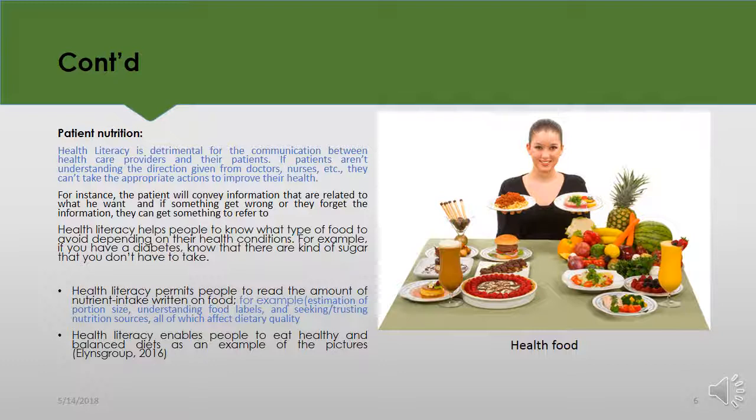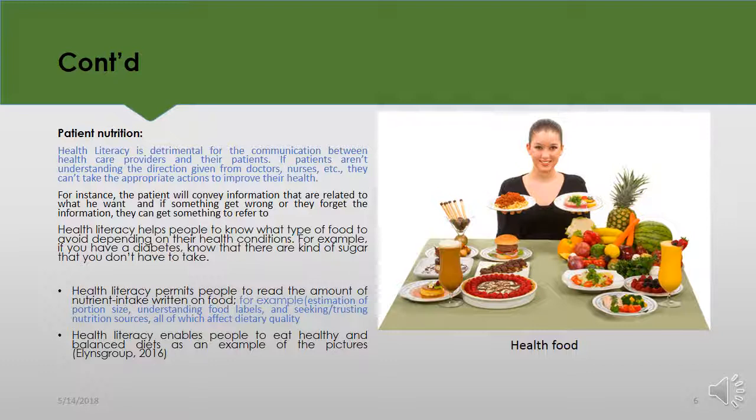Regarding nutrition, health literacy permits people to read the amount of nutrition they take, written on the food. For example, you can estimate the food portion size, understand food labels, and seek or trust nutrition sources, all of which affect dietary quality. That's a good thing. And again, health literacy enables people to eat a healthy and balanced diet. As an example in the picture, you can see that she's eating healthy food.